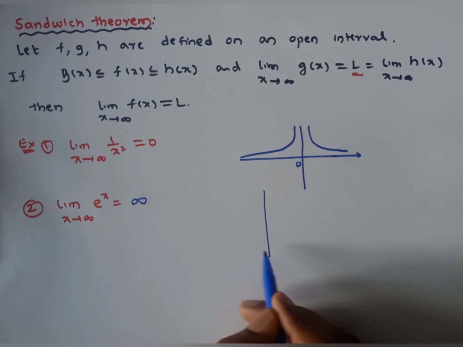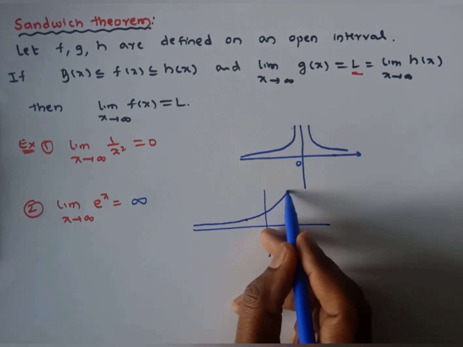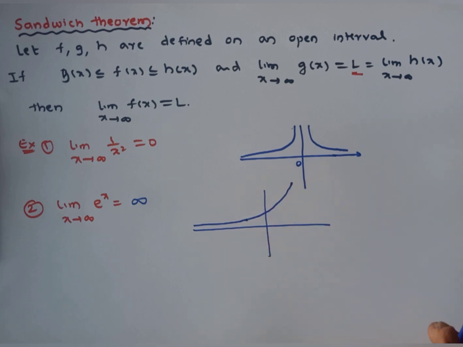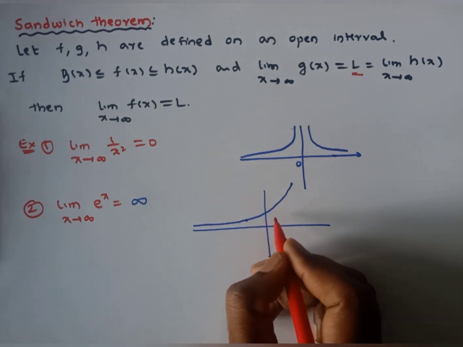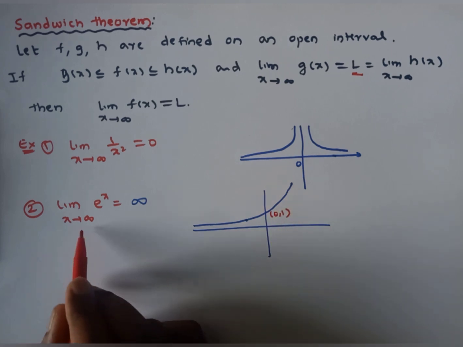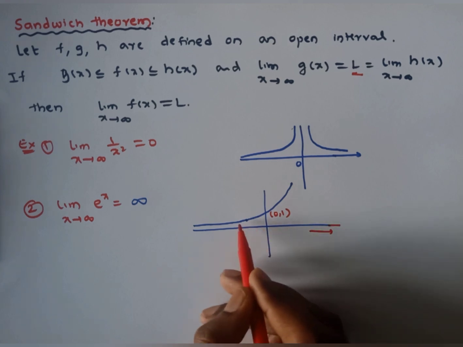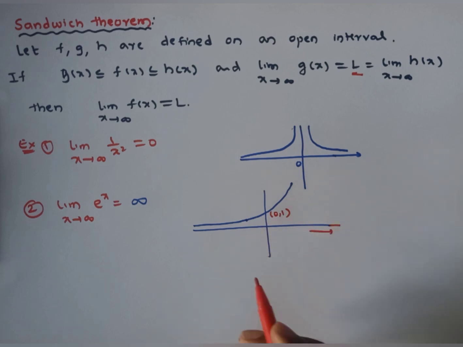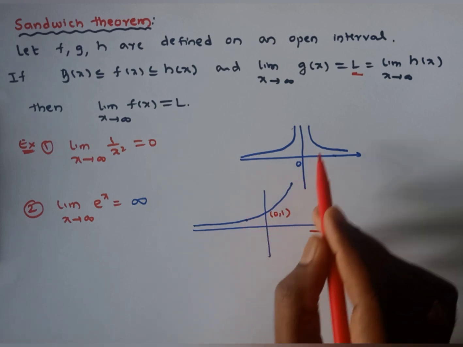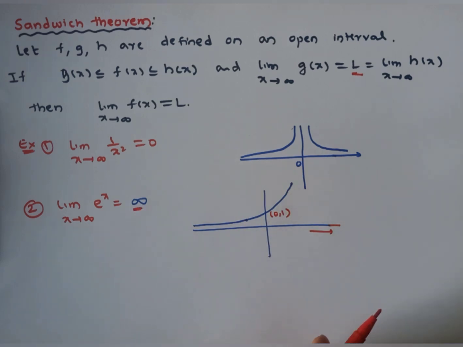As we know, the graph of e power x, we already learned in functions, e power x, logarithm x, 1 by x, all these things. Now the exponential function always lies above the x-axis, and it passes through the point (0, 1) like this. Now see, as x goes to plus infinity, the graph approaches infinity, going upward, which means it is an increasing function. So therefore that approaches plus infinity.